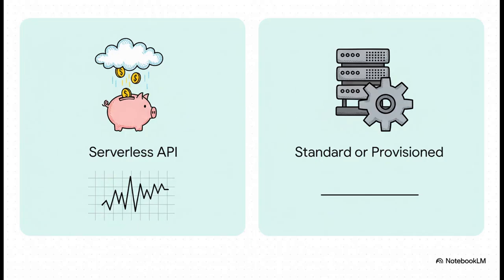And this right here is a perfect example of a practical decision you'll have to make. Inside Foundry, when you deploy a model, you've got choices. Are you going to go serverless where you just pay per token, which is awesome for spiky, unpredictable workloads? Or do you need that steady, predictable performance and cost of a standard or provisioned deployment for your big, high-volume app? Knowing when to pick which one is absolutely key.